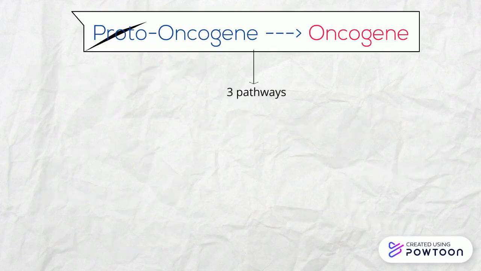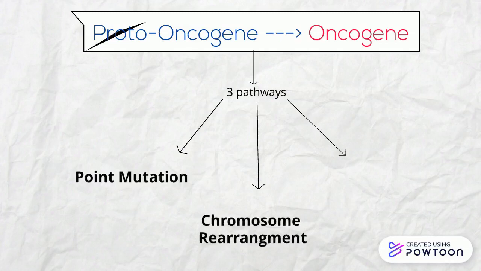There are several ways a proto-oncogene can become an oncogene, but there are three main pathways, which are point mutation, chromosome rearrangement, and gene amplification.